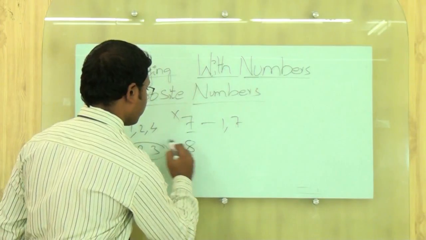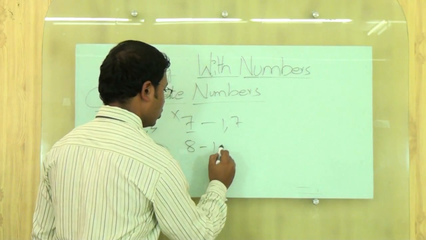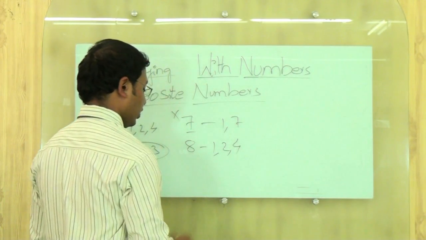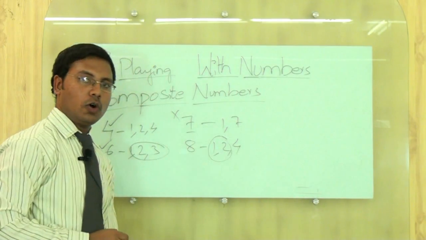Similarly 8 here. 8 consists of 1, 2 and 4. It consists of more than 2 factors. So it is also called a composite number.